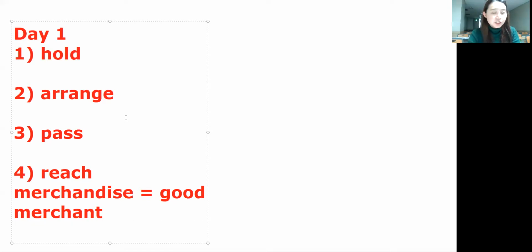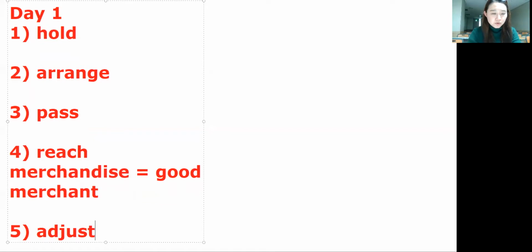And then reach, not just the physical meaning, but it could also have a more metaphorical meaning, such as reach a conclusion. So I teach both the physical meaning, as you're trying to reach an object that's far away, and second, you try to reach a conclusion, which is more metaphorical.